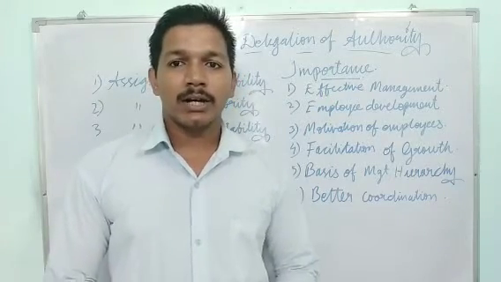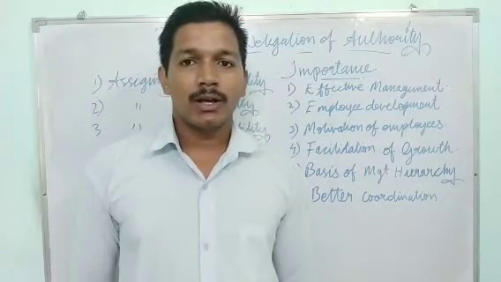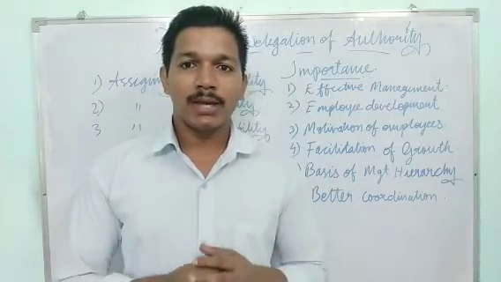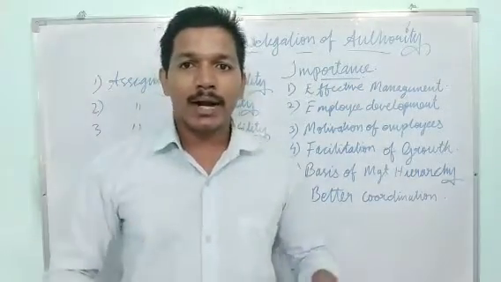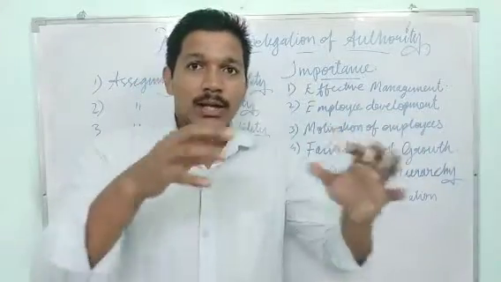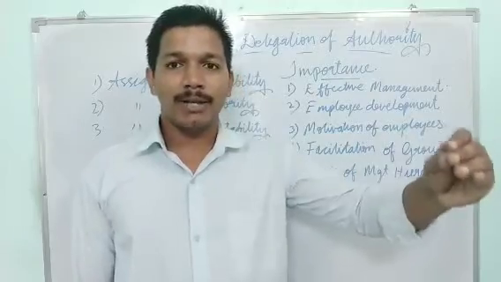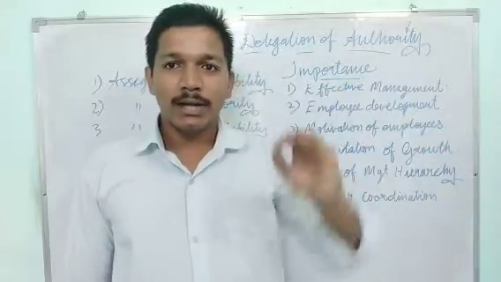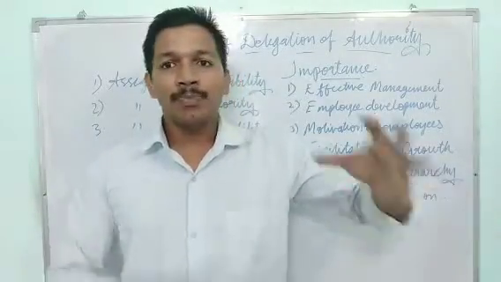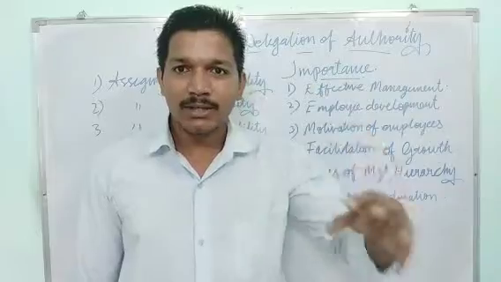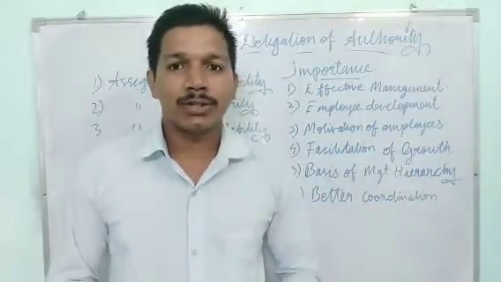The next one is called base of management hierarchy. The delegation of authority is the base for the management hierarchy. Hierarchy means top level, middle level, lower level. That hierarchical order is there. So based on the delegation of authority, this hierarchy is created. The top level manager is having the highest amount of authority, and he hands over some part of the authority to the middle level manager, who is in the second position and has a little less, but more than the lower level manager, who is in the third position.